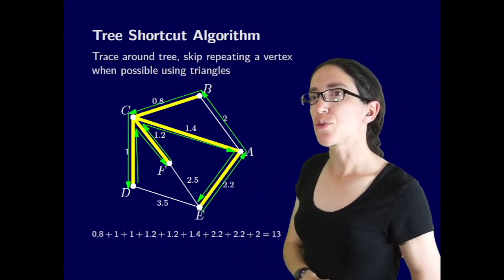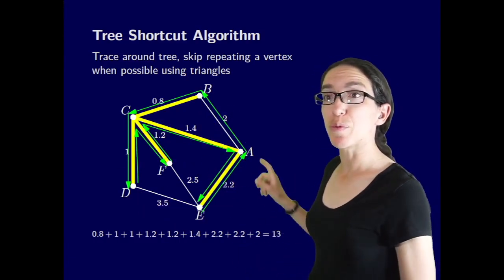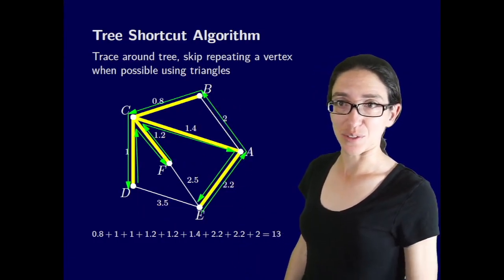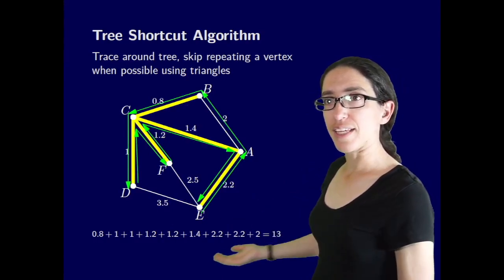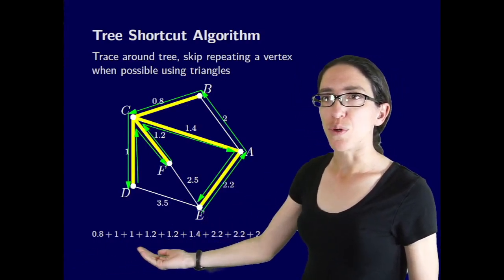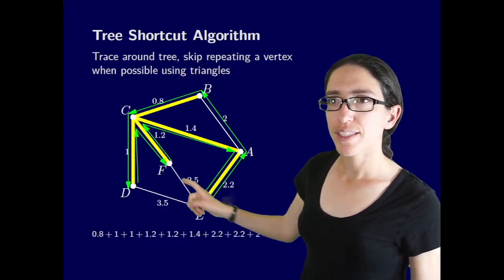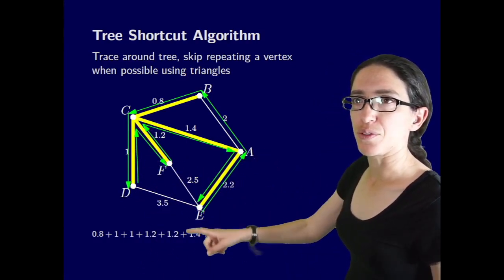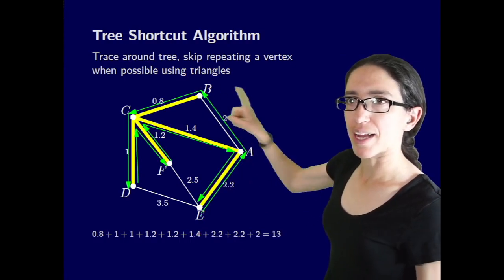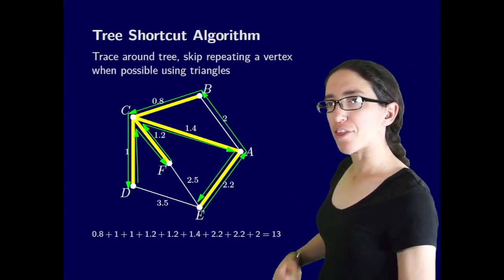So this is our tree shortcut algorithm. We trace around the tree, but we take a shortcut whenever there's a triangle that allows us to do that. If we do that in this case, we have 0.8 plus 1, because we did this edge twice, plus 1.2 twice, and 1.4, and then we do the 2.2 twice, and finally we cut back on our shortcut with a 2, and we get 13.